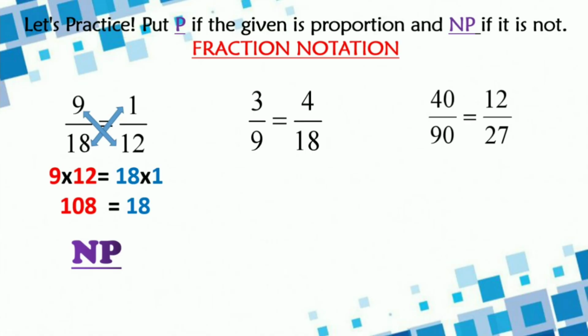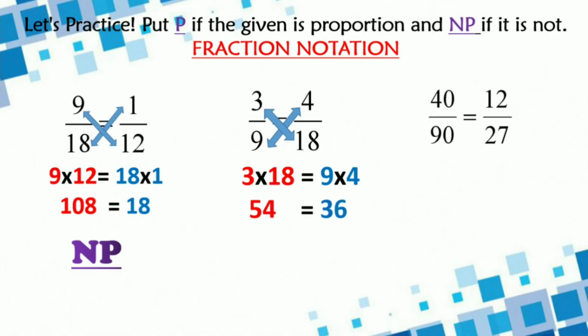So, NP. Okay, so let's have number 2. 3 is to 9 and 4 is to 18. Okay, to check the proportionality ng fraction notation, we use cross multiplication. Okay, we have 3 times 18 and 9 times 4. Okay, let's check kung proportion sila. 3 times 18 is 54 and then 9 times 4 is 36. Okay, therefore, these two ratios are not proportion also.